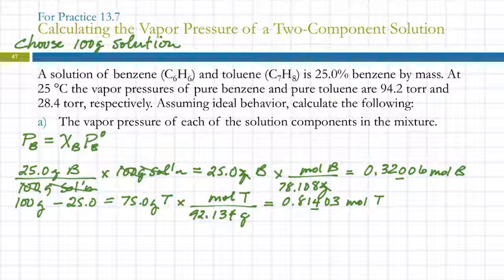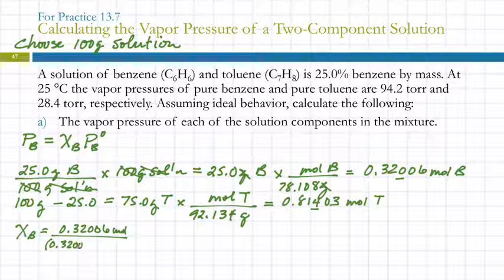Now that we have the moles of each component, we can find the mole fraction of benzene. So the mole fraction of benzene is equal to the moles of benzene divided by the total number of moles. The moles cancel out.